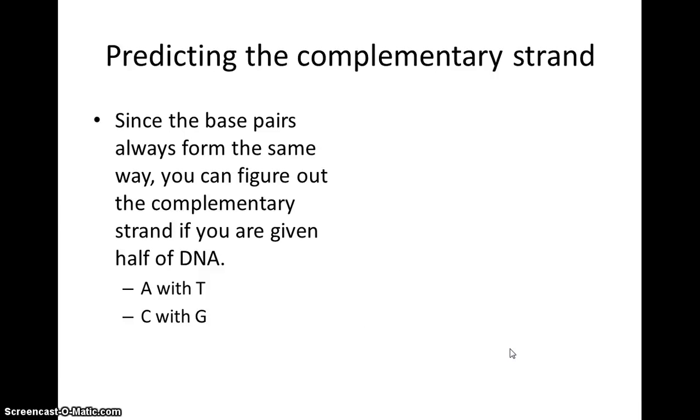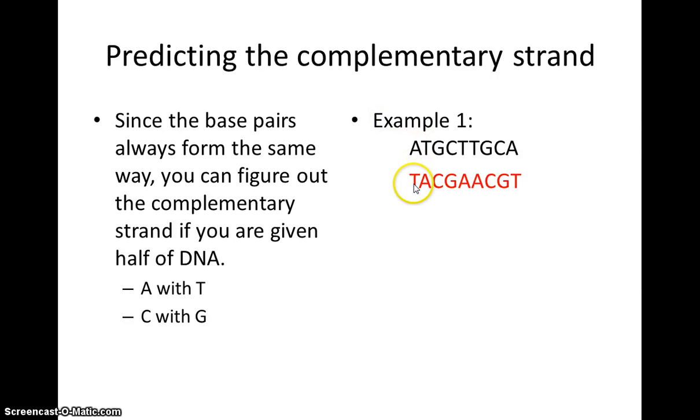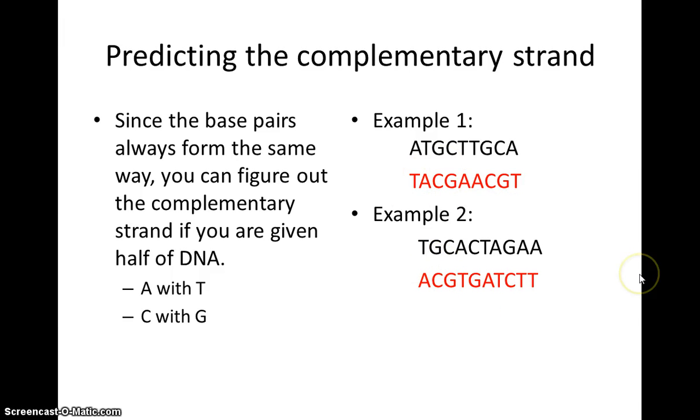Because of Chargaff's rule, though, we can always determine the other strand if we're given half of the DNA, because A always pairs with T, C always pairs with G. So the first example here, you can see we have a sequence ATG, CTT, GCA. Those are just shorthand for adenine, thymine, cytosine, and guanine. So adenine always pairs with thymine, thymine with adenine, so you can always just do the opposite when you're given one. So again, you can see it's just the opposite. So G with C, C goes with G, A goes with T. Okay, same thing here. Doesn't matter what you start with, you can always figure out the opposite.